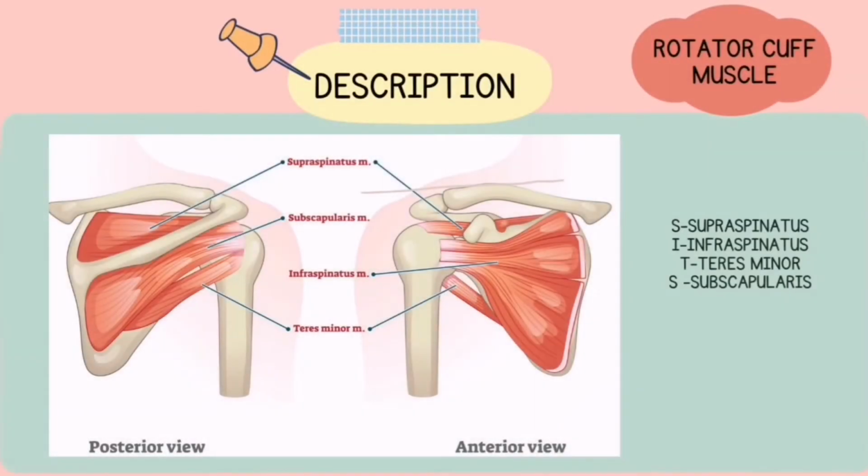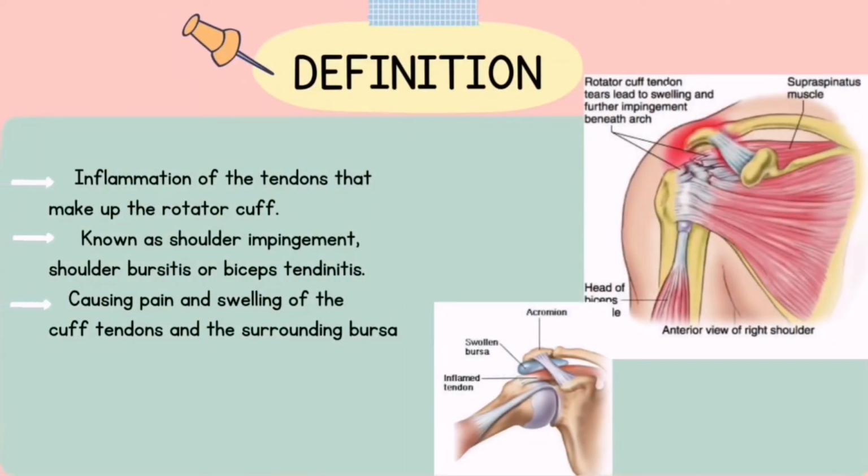There are four muscles in the rotator cuff, which are the supraspinatus, infraspinatus, teres minor and subscapularis muscles. Rotator cuff tendonitis is an inflammation of the tendons that make up the rotator cuff. This condition is often seen along with shoulder impingement and can present acutely following an injury or as a result of chronic, repetitive overuse activities.